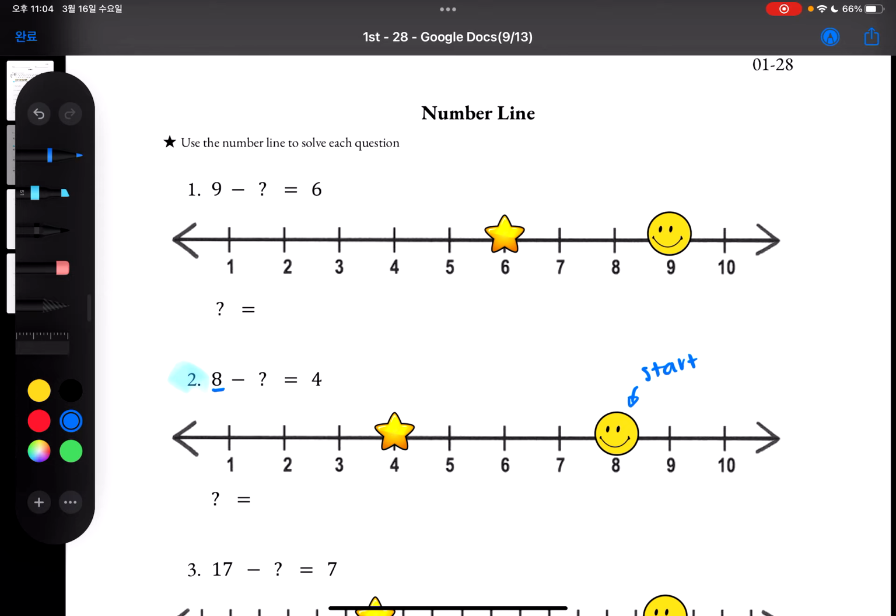And we have something. We subtract this much, this question mark, and then we get 4. And we end here. So we just have to count how far 8 is from 4. How much we have to go to get from 8 to 4. So we'll just count from 8: 1, 2, 3, 4. We just subtracted 4, so we know that the question mark is equal to 4.